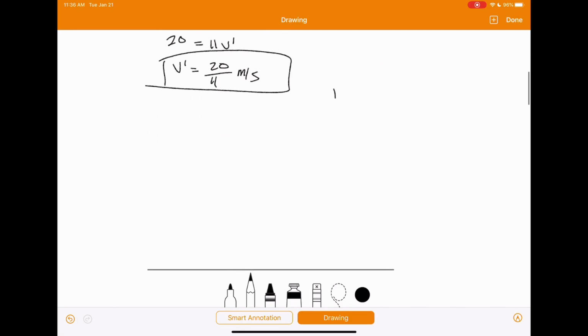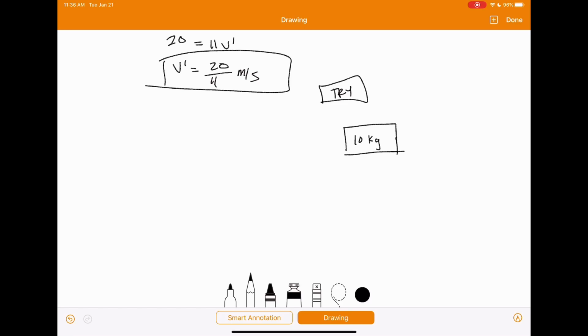So go ahead and try one of these on your own. Say you've got, again, a 10 kilogram object traveling at 10 meters per second, and it collides with a 2 kilogram block at rest. Find the final velocity of the coupled object. All right, go ahead, pause the video, work that out, and then check your solution with number 2 in the PDF.